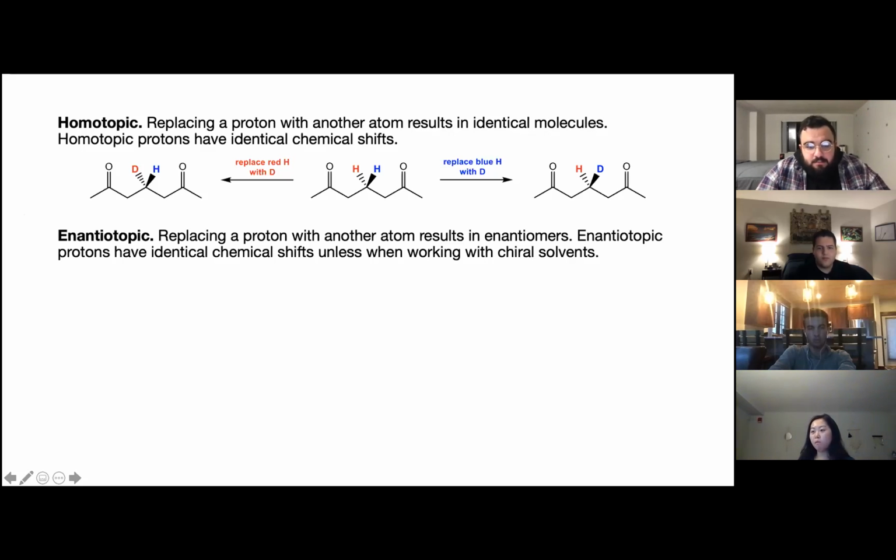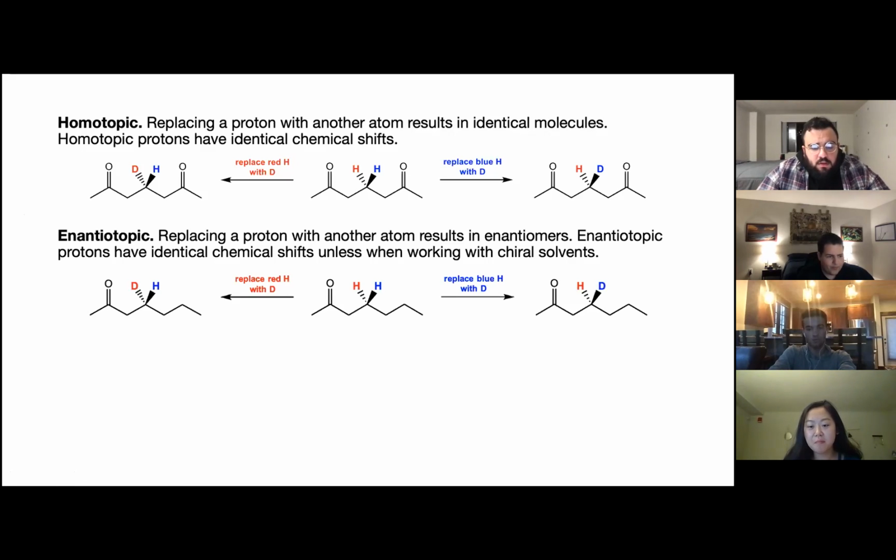Enantiotopic is the same idea, but instead of identical molecules, you get enantiomers. Enantiomers, for your purposes, are going to have identical chemical shifts. That's all you need to know. If you work in a research lab and you decide to take your NMR in a chiral solvent, the signals might be split and potentially make your NMR a little harder to interpret. So you want to be careful with the solvent that you use to take an NMR.